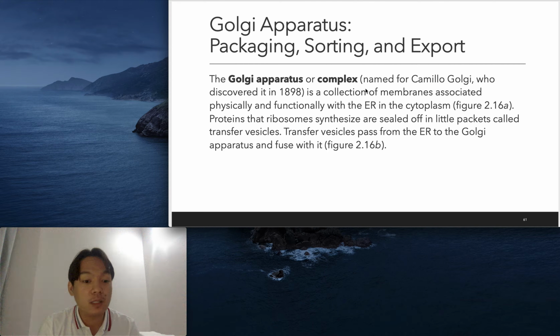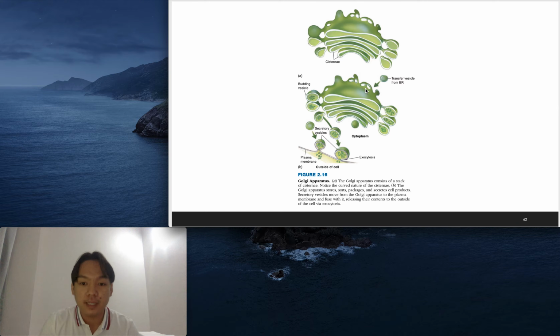Next are the packaging and sorting organelles of your cell. The Golgi apparatus, or Golgi complex, was named after Camillo Golgi, who discovered it, and it is associated with the ER in the cytoplasm. The proteins that ribosomes are creating are sealed off in little packets that we call transfer vesicles. Transfer vesicles pass from the ER to your Golgi apparatus and fuse with it, as shown in this image.